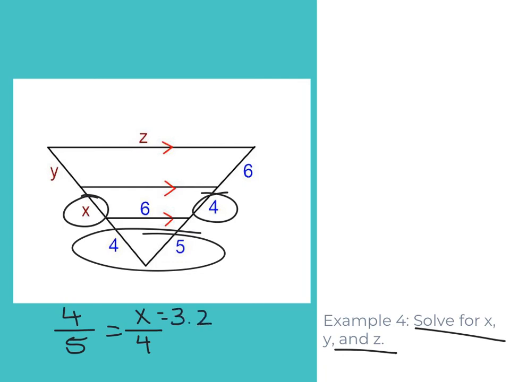Do the same thing for y. 4/5 equals y over 6. 6 times 4 is 24. When I divide by 5, I get 4.8.